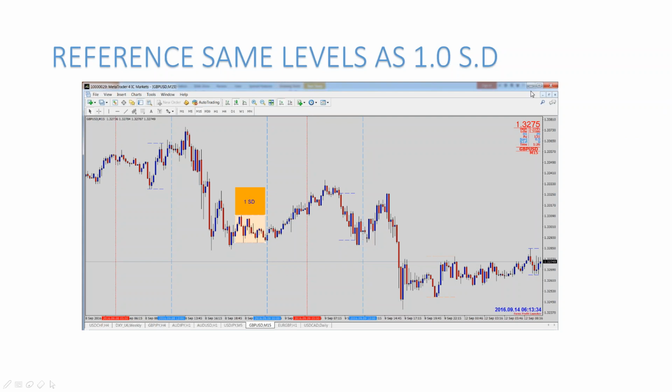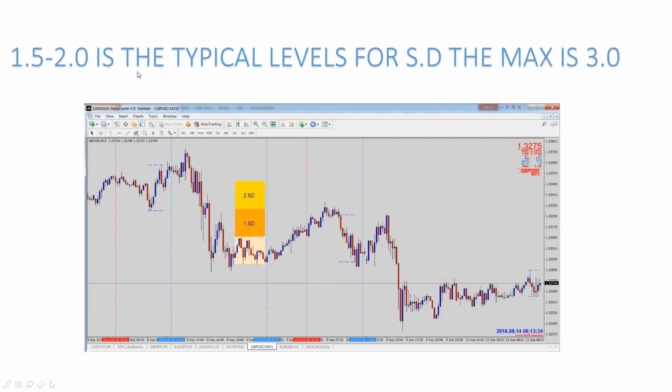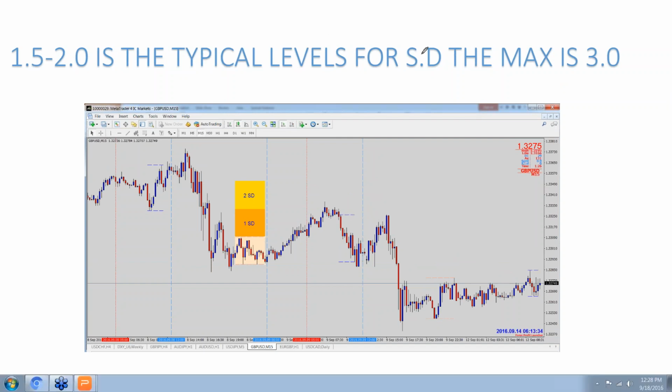So let's go to the next slide. 1.5 to 2 is typically the levels for the standard deviation that you're going to see in price, as we've said. 3 is going to be the max. So if you draw this across, you've got 1 standard deviation there, maybe 1.25 here, and then boom, price drops. So this is a level of confluence that you're going to add into your trading. I'm going to show you some more examples as we go forward.